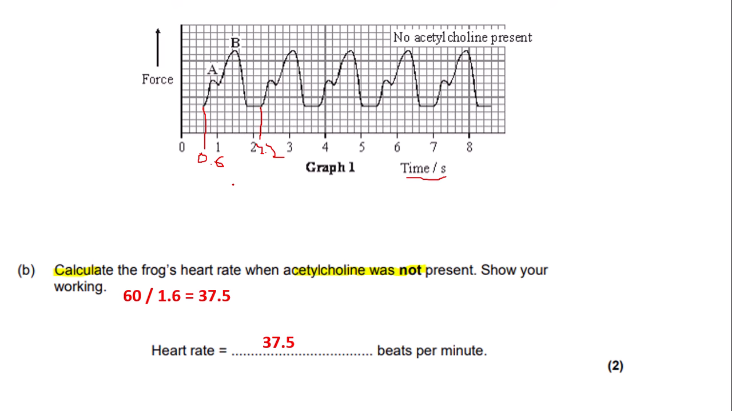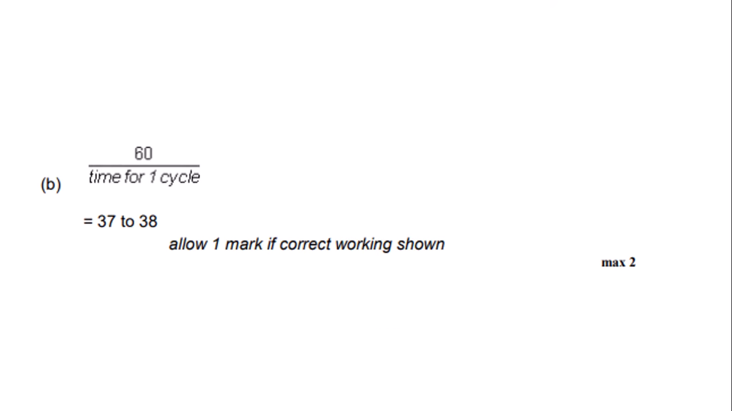So let's look at the mark scheme. The mark scheme says 60 divided by time for 1 cycle, which we calculated to be 1.6, so we would get 1 mark here. And the answer would be 37 to 38, so you could put any answer in between these two numbers. We've got 37.5, which is in between 37 and 38, so we would get the second mark. So we would get all 2 marks for this question.